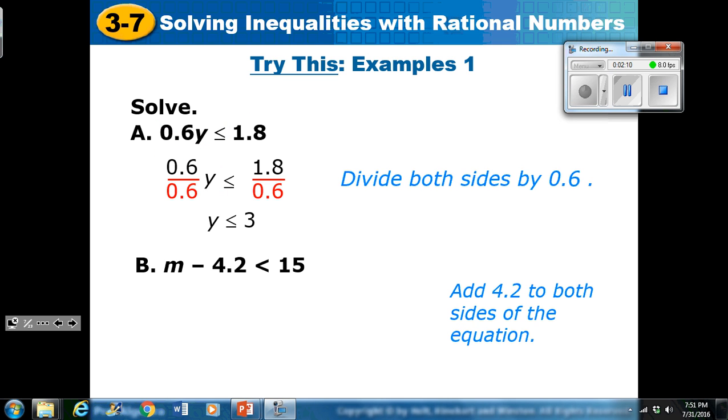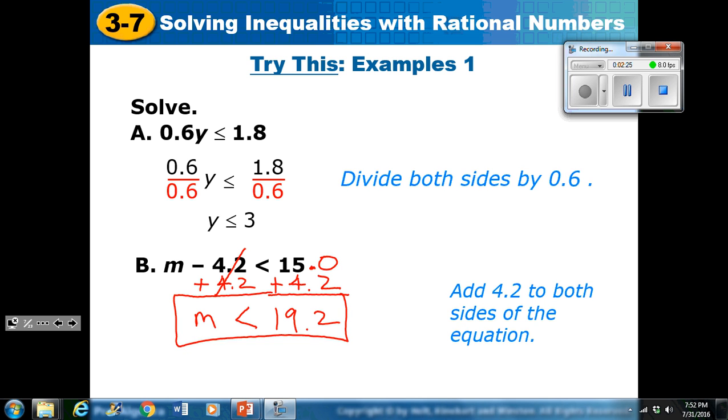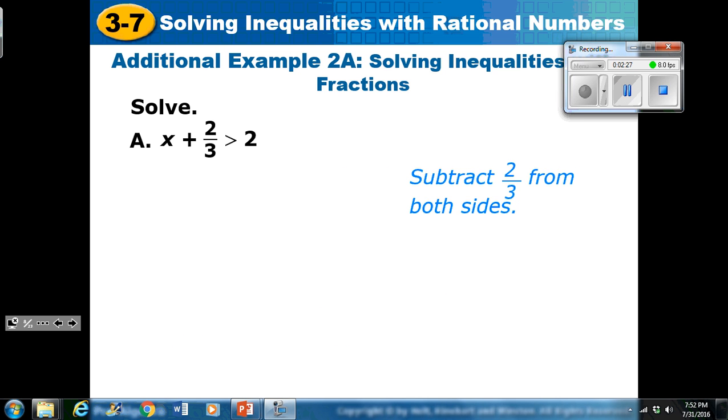Problem B, we need to add 4.2 to both sides. This cancels out, leaving us m is less than. We can add that up, 19.2. In this example, we're going to deal with some fractions. We need to subtract 2/3 from both sides. X is greater than, and 2 minus 2/3 is 1 1/3.